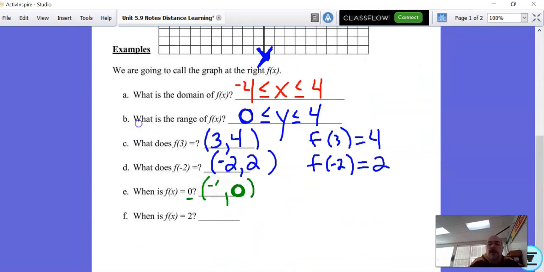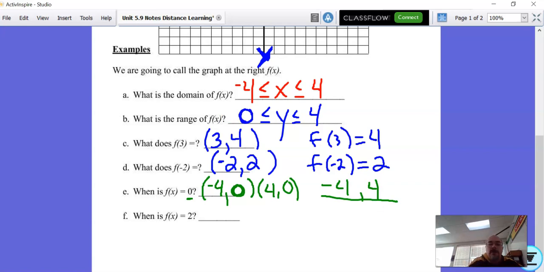So I could put a negative 4, I could put the positive 4, or I'm going to leave it like that. Or, yeah, I guess I could just say negative 4, 4, but don't put them in grouping symbols because those are not ordered pairs.